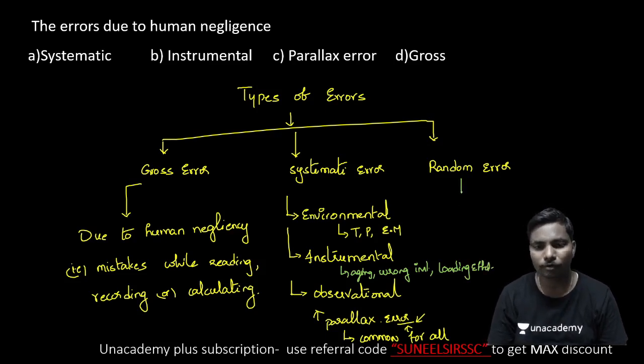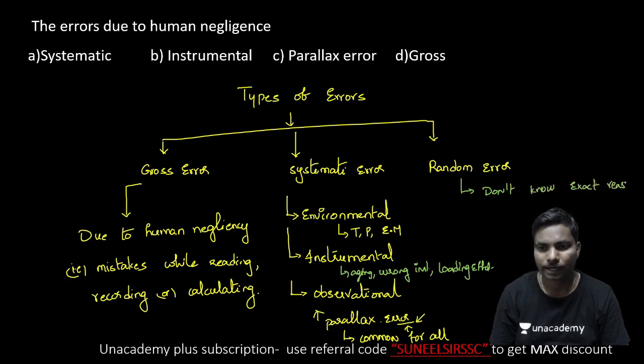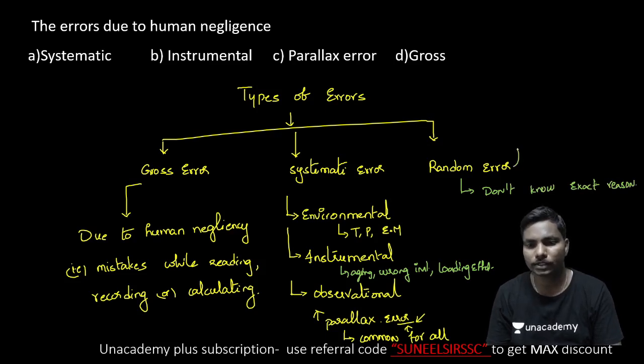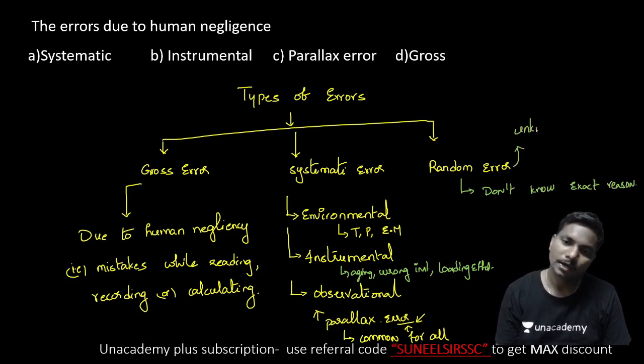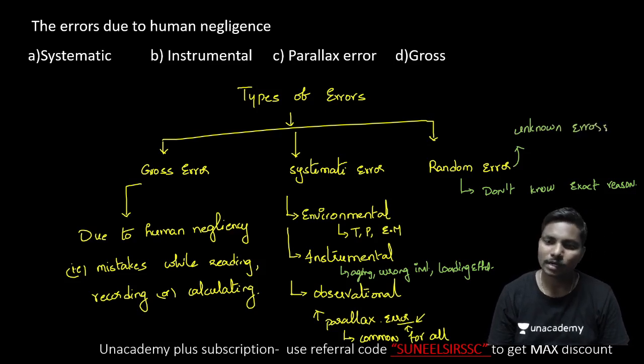Random errors are those where we don't know the exact reason. So they are unknown errors. We can't minimize these unknown errors, because we don't know the reason.